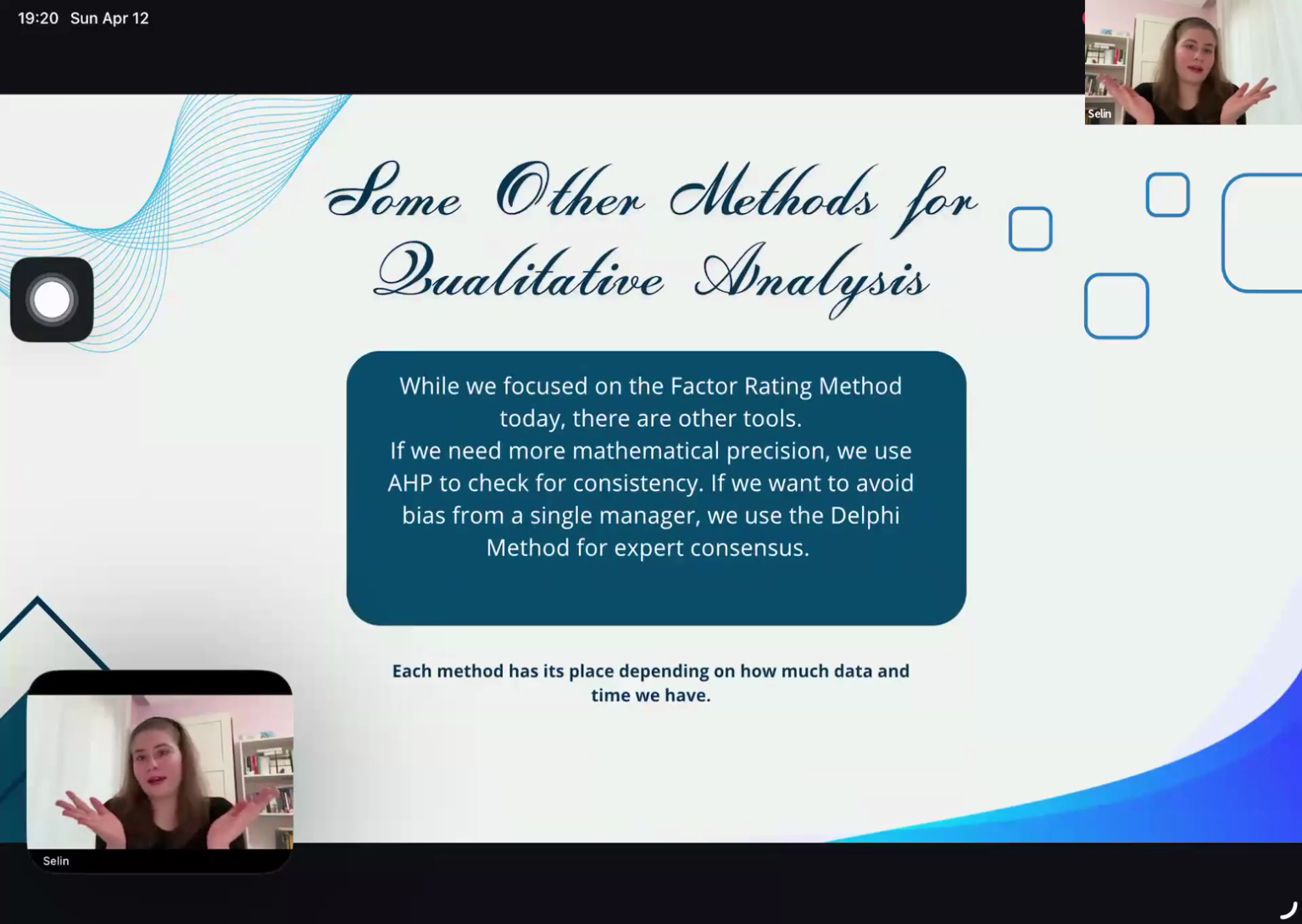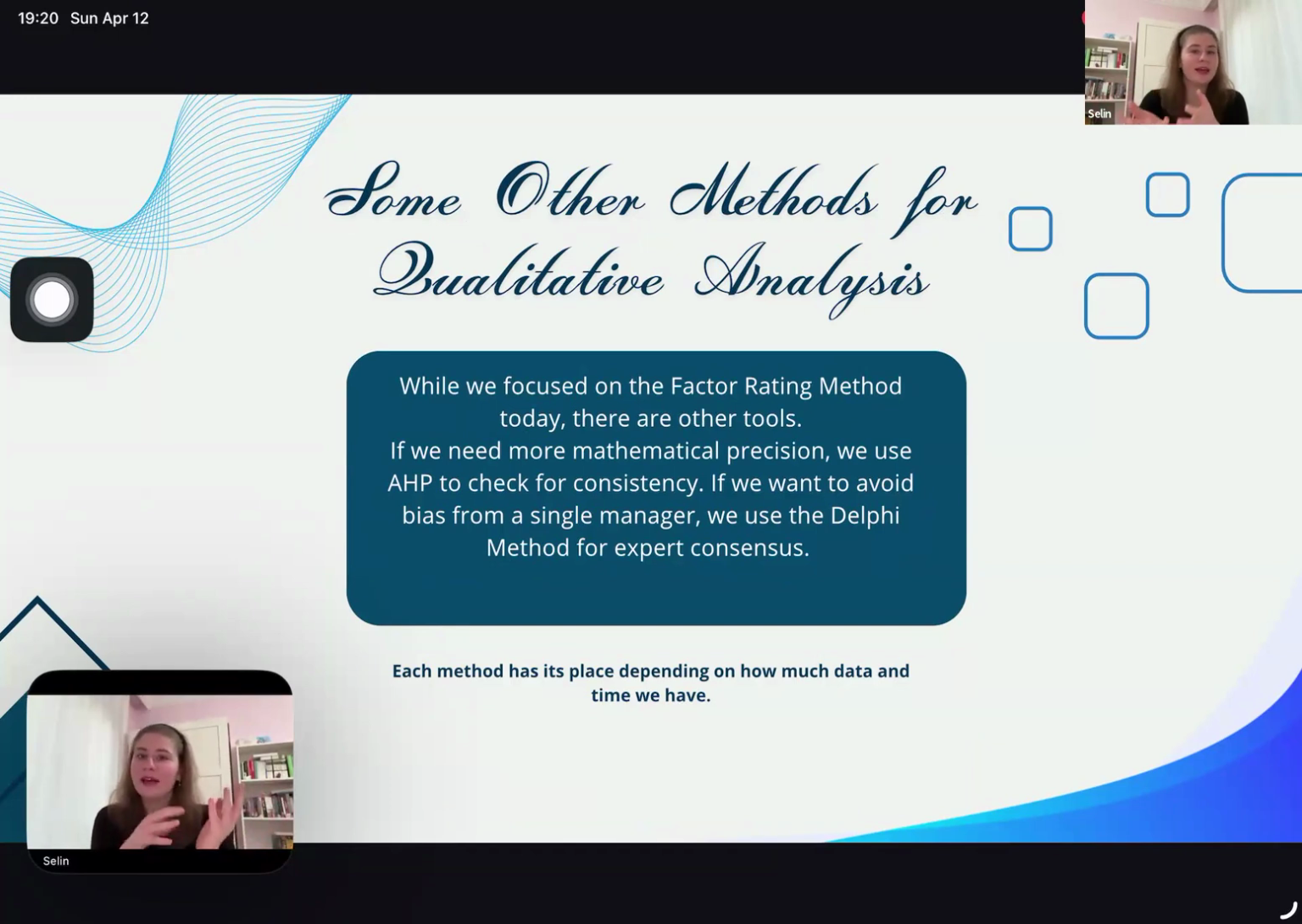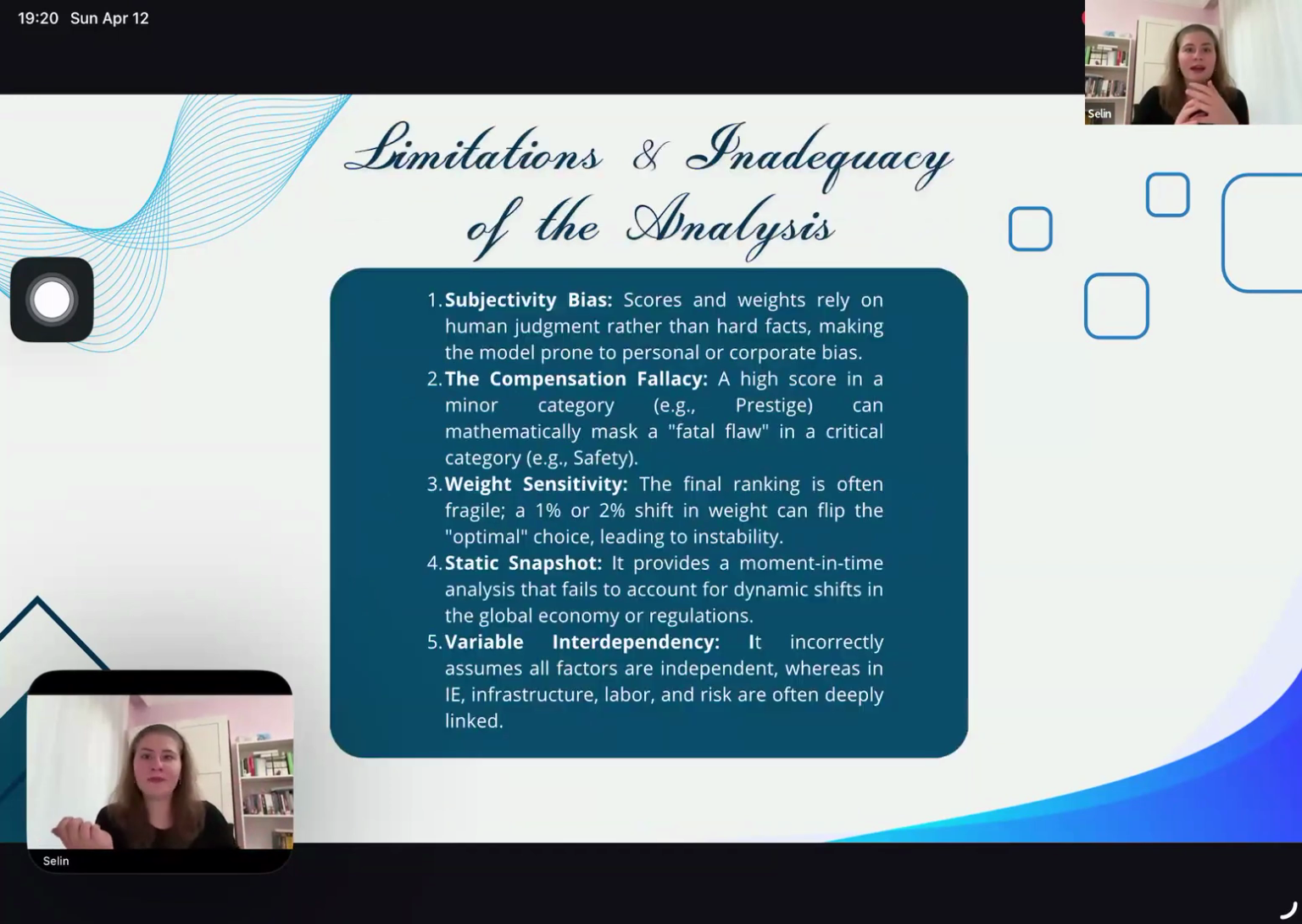Of course, while we focused on the factor rating method in this video, there are other tools. If we need more mathematical precision, we use AHP, another MCDM method. And if we want to avoid bias from a single manager, we use a Delphi method for expert consensus. Each method has its place depending on how much data and time we have, of course. And there are some limitations of the analysis.